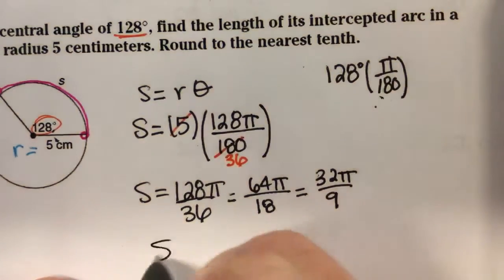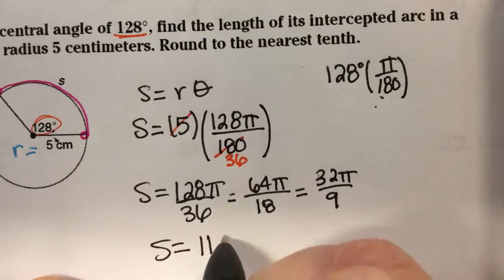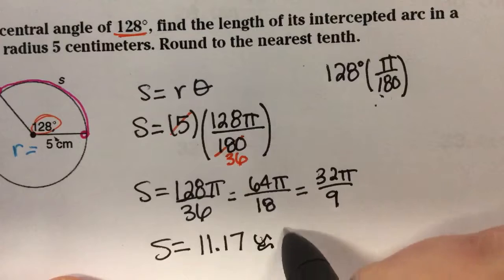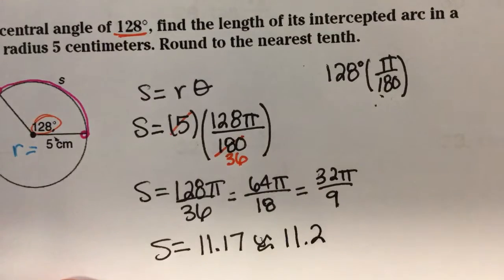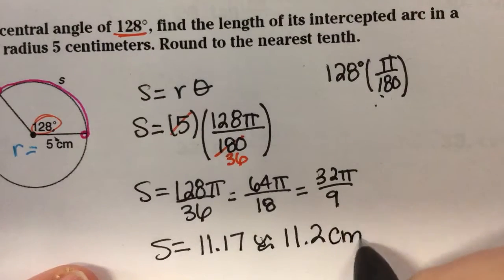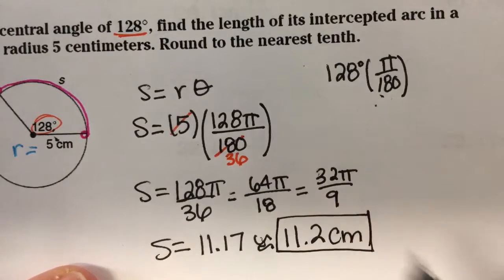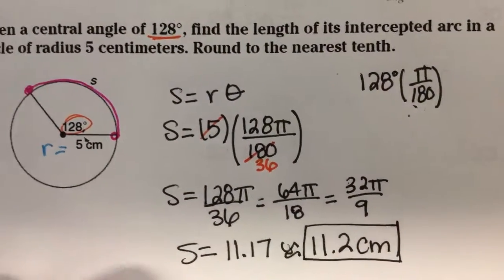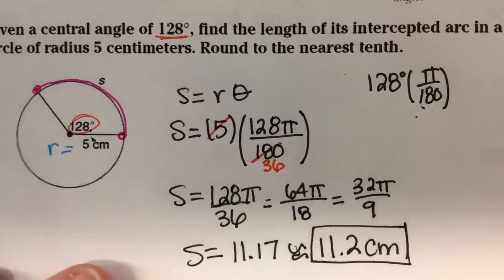Round to the nearest tenth, and that would be in centimeters. Since we're only finding a length, not an area, it's just centimeters, not centimeters squared. All right, let's look over on the back. Let's go to the next one here. Okay, short and sweet.